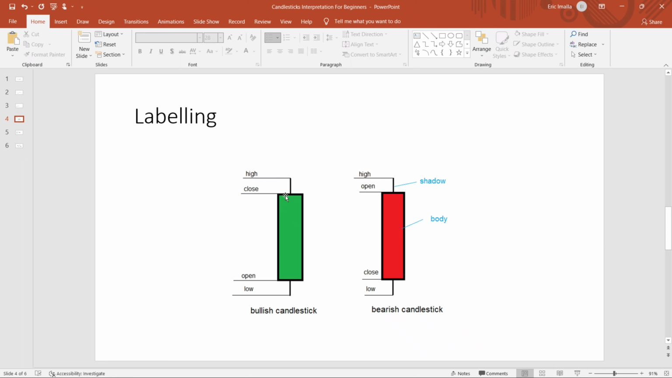So now that is the close. Same case with the bearish candlestick. With the bearish candlestick, we know this time that the price is now moving downward. So the open is where the price opened during this time period.